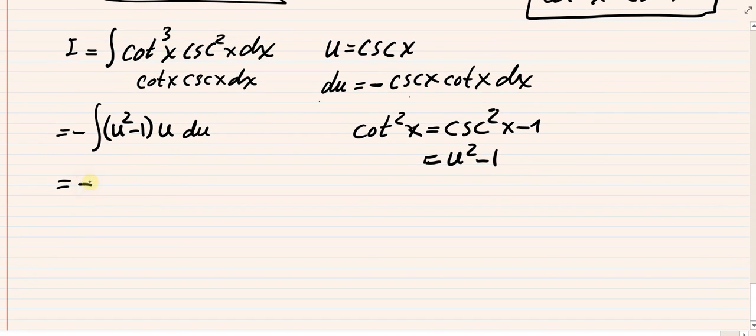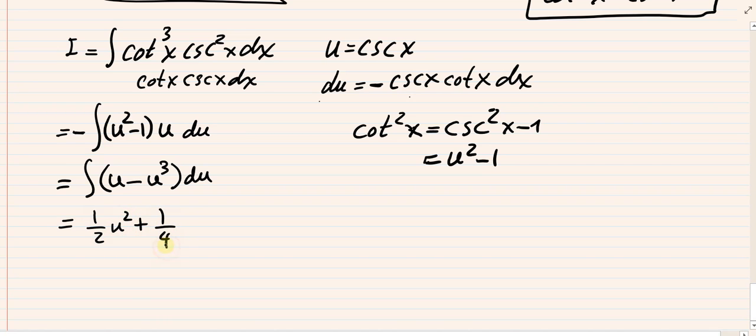So this is going to give me negative of, I'm going to move that negative inside. So that's going to be the integral of, and distribute. So I get u positive, and then negative u cubed du, right? I distributed the sign, that's how I got these to be negative and the other one positive. Okay, so this integral is going to be 1/2 u squared minus 1/4 u to the 4th plus a constant, right?